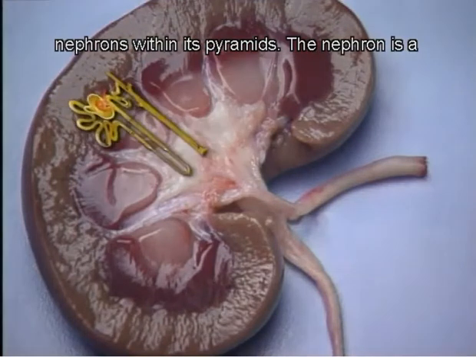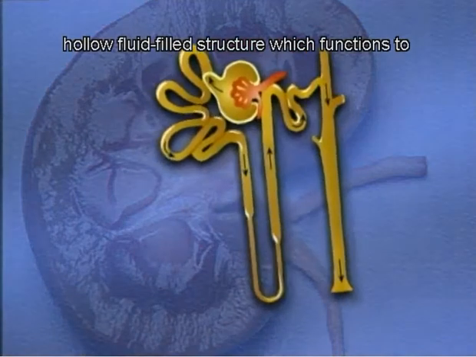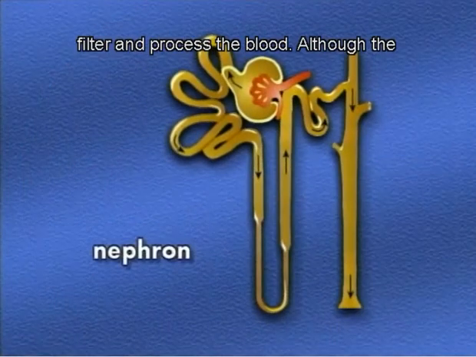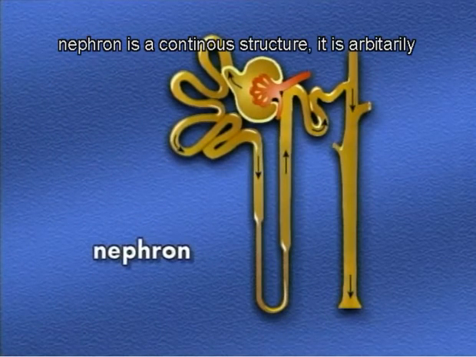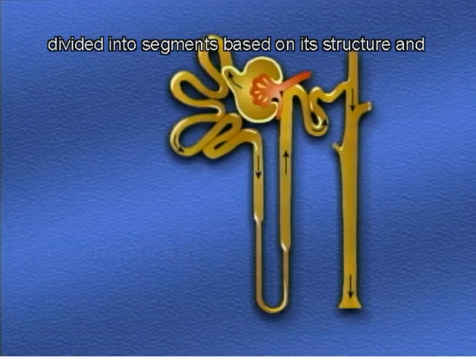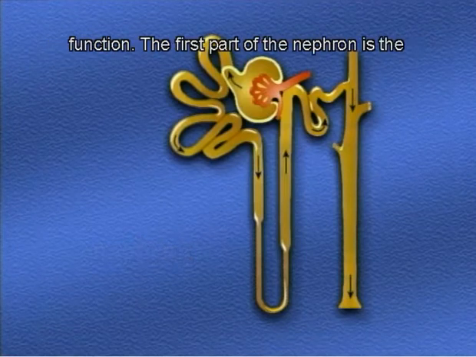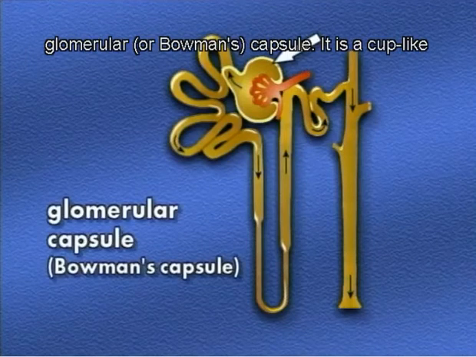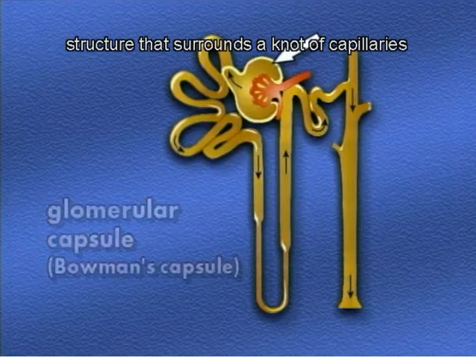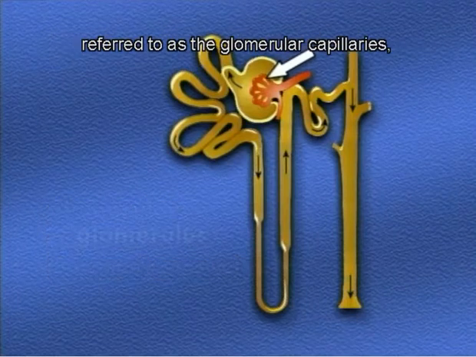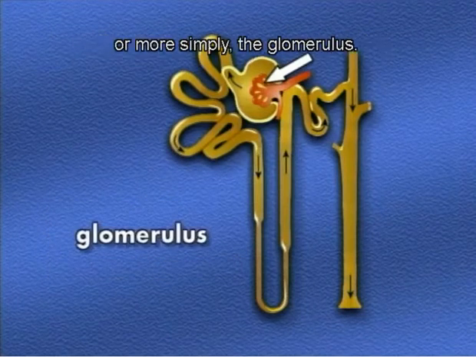The nephron is a hollow, fluid-filled structure which functions to filter and process the blood. Although the nephron is a continuous structure, it is arbitrarily divided into segments based on its structure and function. The first part of the nephron is the glomerular or Bowman's capsule. It is a cup-like structure that surrounds a knot of capillaries referred to as the glomerular capillaries, or more simply, the glomerulus.